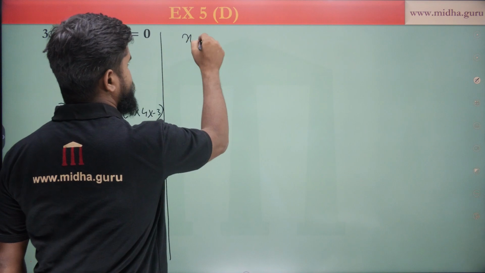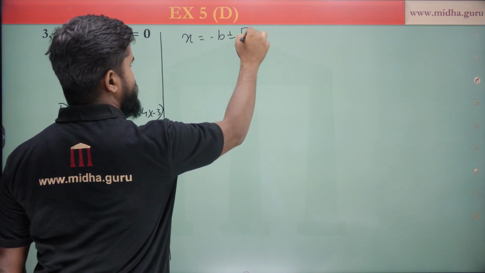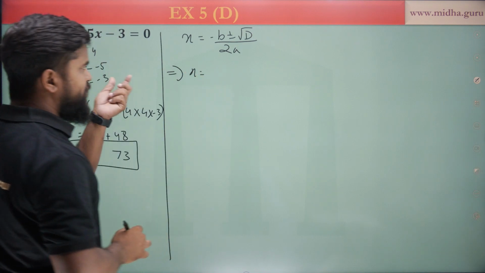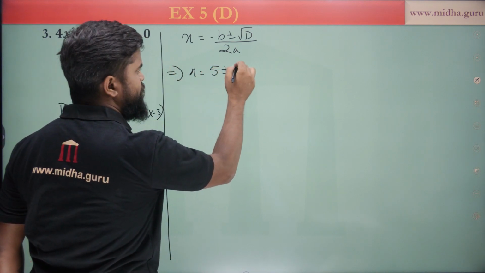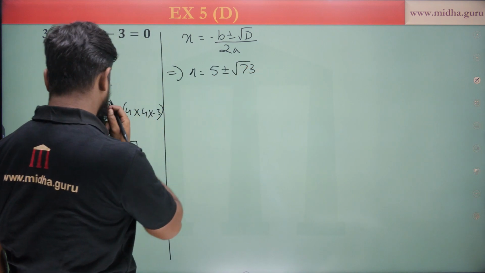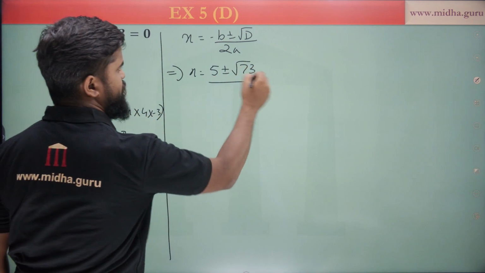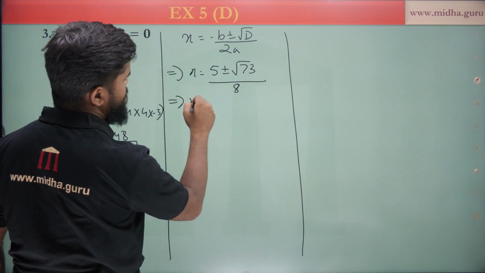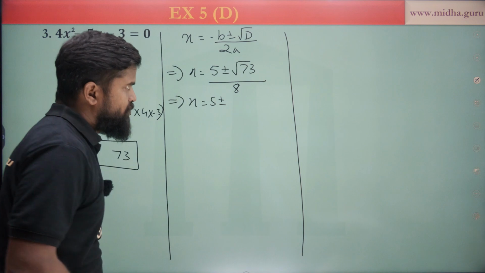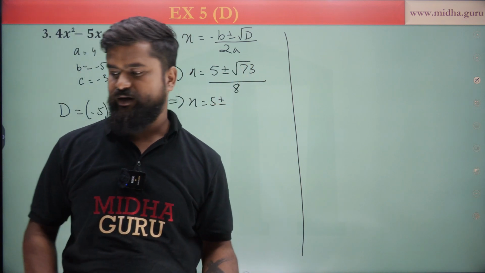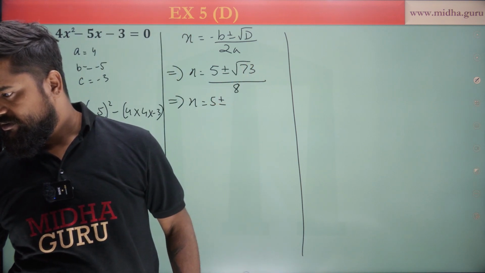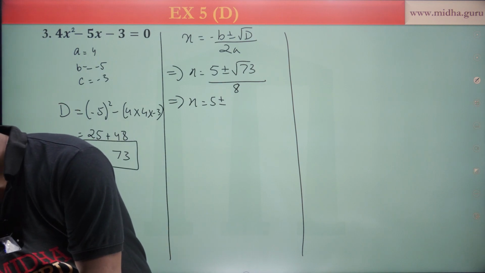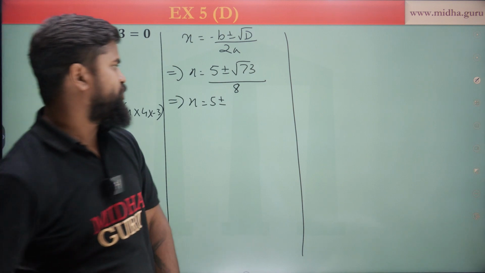Now, x is equal to minus b plus or minus the root of d by twice of a. Substituting all the values in this equation, b is minus 5, so minus b becomes 5, plus or minus the root of 73, and twice of a, which is 8. So x is equal to 5 plus or minus. Now again 73 is not a perfect square. So we go back to our square root table, and we see that the square root of 73 is equal to 8.54.